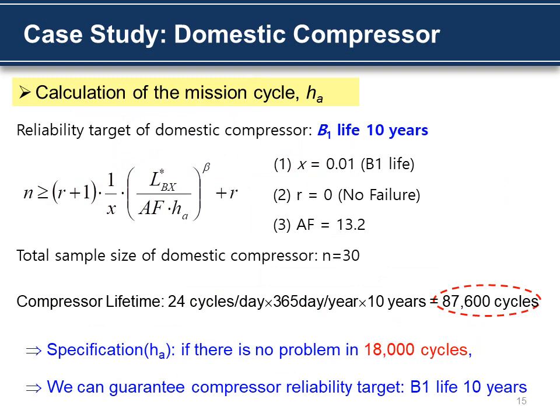I will explain how to calculate the mission cycle. The life target is B1 life of 10 years. The acceleration factor is 13. The sample size is 30. The calculated compressor lifetime for 10 years is 87,000 cycles. Finally, if there is no problem through 18,000 cycles, we can guarantee the compressor life target beyond 10 years.